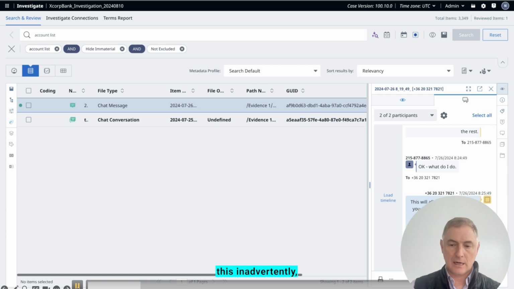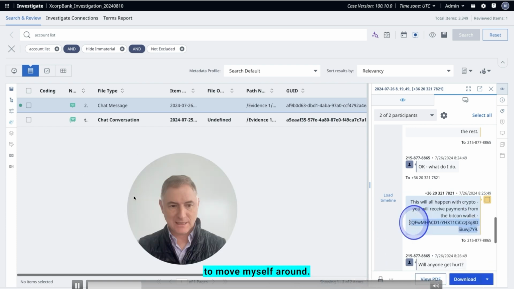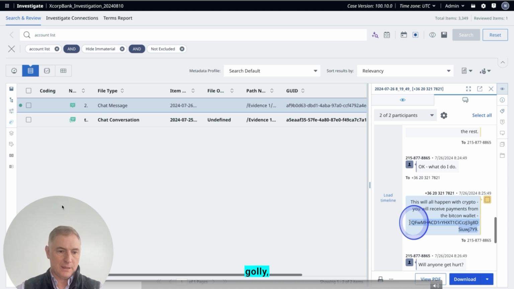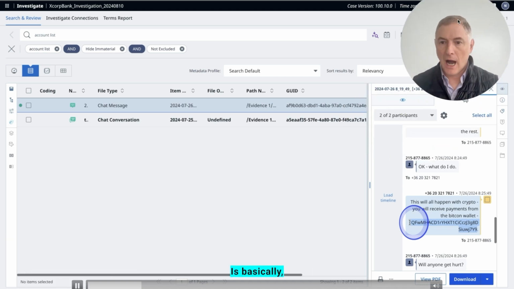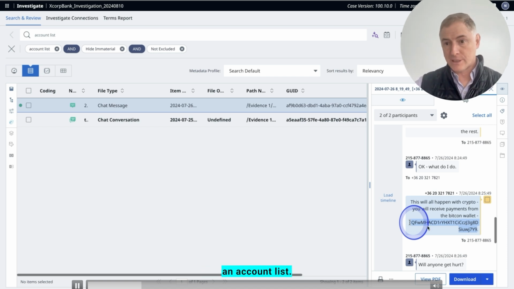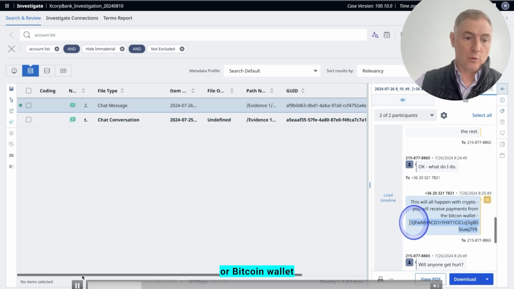Sorry, I keep pausing this inadvertently as I'm trying to move myself around. What you can see is, I've seen throughout this text thread that I now see a Bitcoin address. So I've got a text exchange that references an account list, and I also see a Bitcoin address, or Bitcoin wallet, contained within that.